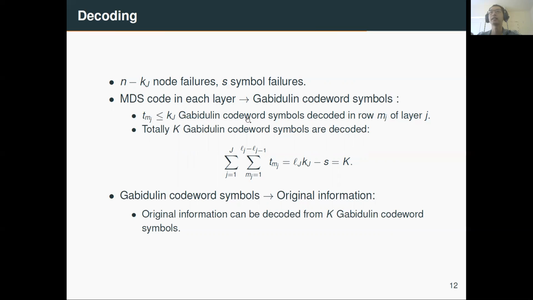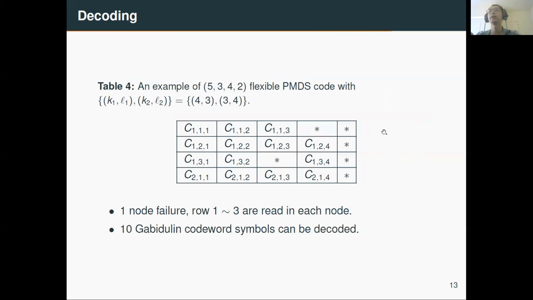And in this case, it is the exact number of the K Gabidulin code word symbols. And using the MDS property, we can decode all of these Gabidulin code word symbols. The next step is quite straightforward. After we get all the Gabidulin code word symbols, we can decode the original information from the decoding of Gabidulin code word symbols. Next, I will present a detailed example about how we can decode the original information symbols.